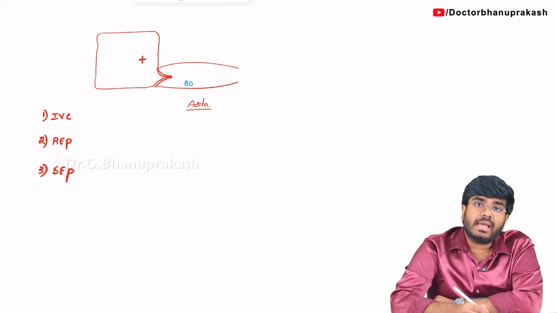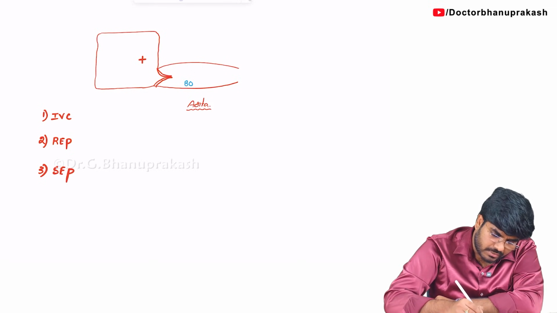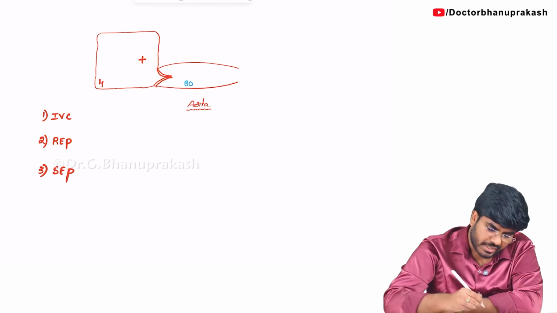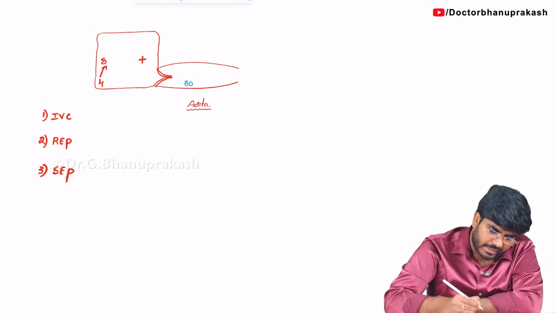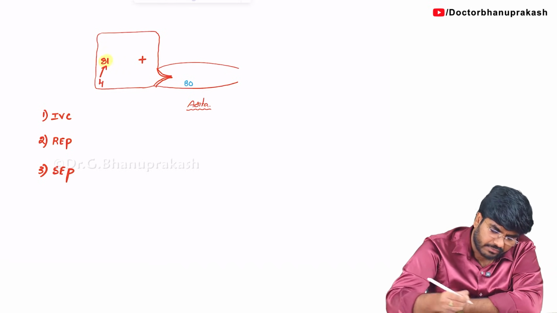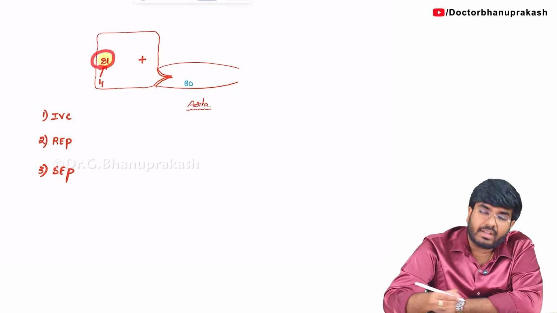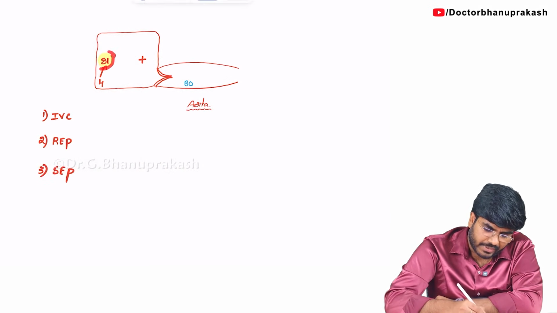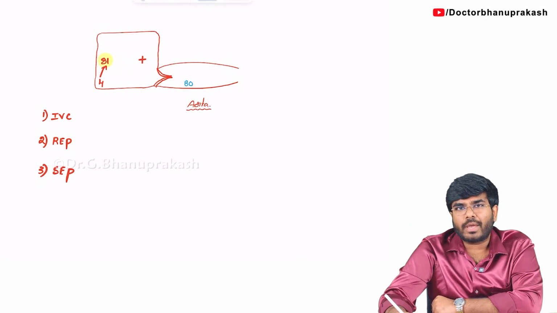So tell me, during the isovolumetric contraction, the pressure is going to rise from where to where? The pressure is rising from 4 mmHg to 81, let's say. The pressure is rising up to 81 mmHg. Now, the moment the pressure becomes 81 here, that is the intraventricular pressure, it is more than the aortic pressure. So tell me what's going to happen?